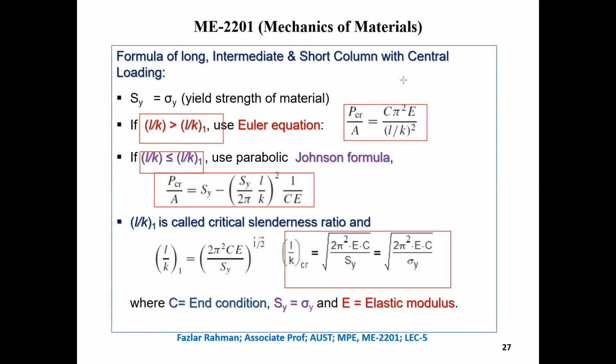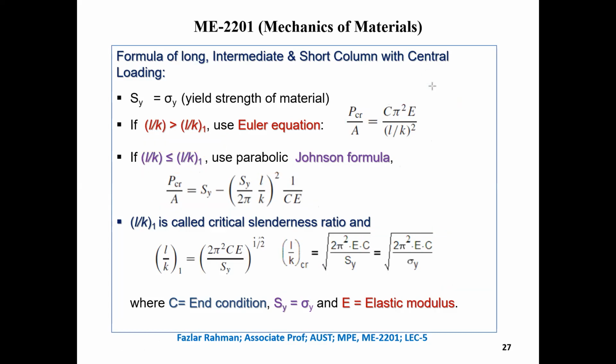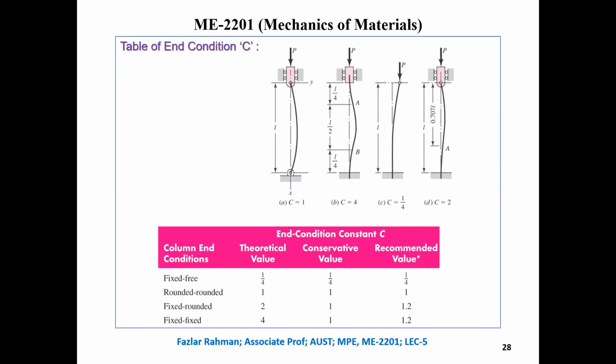So any question? Anyone has any question about the derivation? No question? So you understand, right? The Johnson formula is actually derived from some experimental results, not analytically. After you draw the graph, then you decide what will be the equation of that graph. Then from the boundary condition, they decide it.